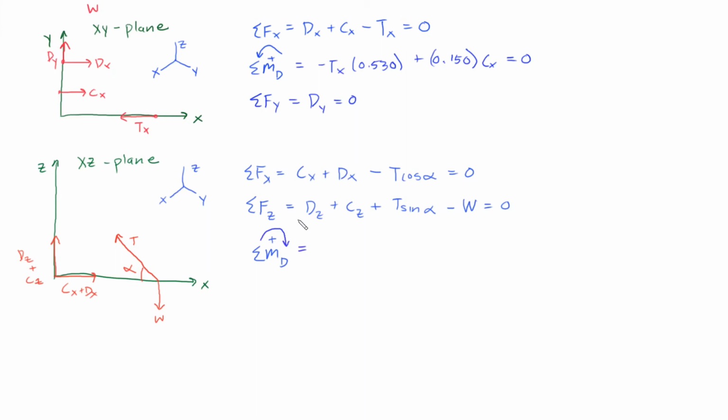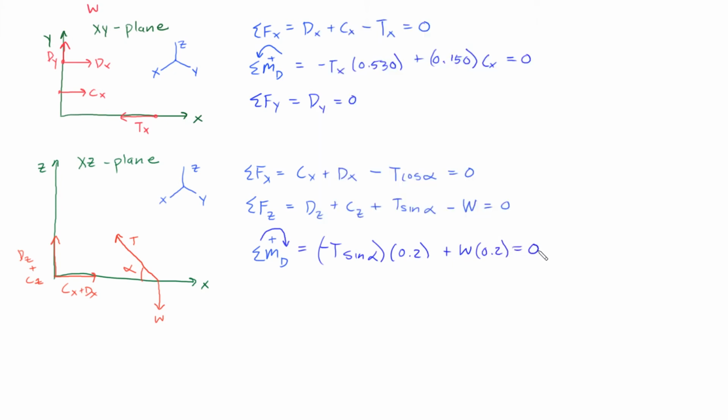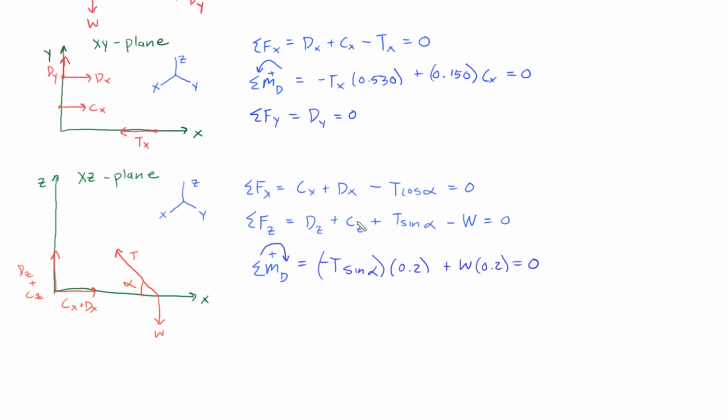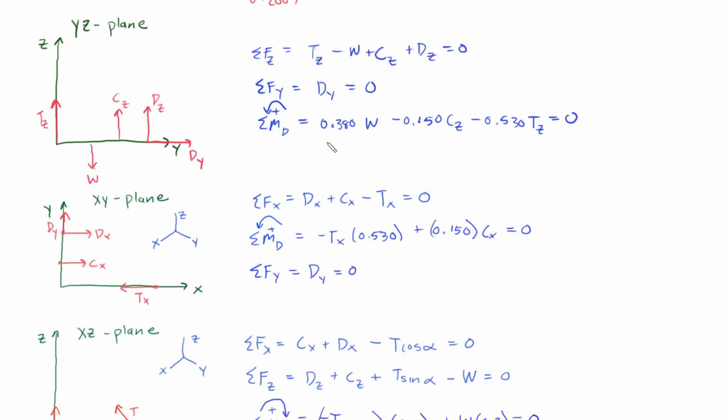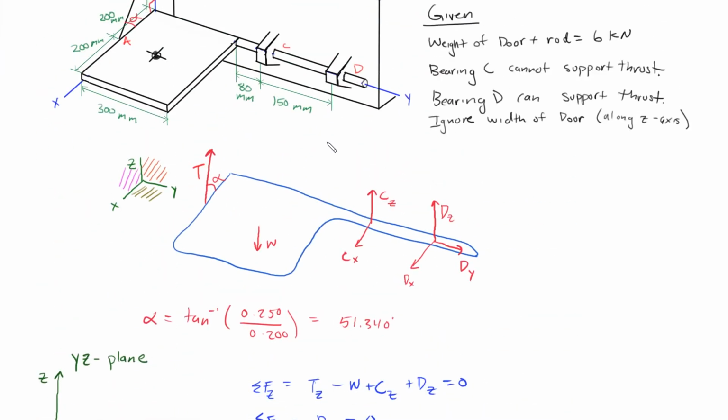Once we have that, we can write our moment equation, which is going to be negative T sine alpha, and all this multiplied by 0.2, and then we're going to add the weight, which is 0.2 times the weight, equals 0. So now that we have all our equations, we can solve this problem by solving the system of equations that are shown along here. So we have 1, 2, 3, so 3 times 3, that's 9 different equations to solve for all these vectors, and that should be more than enough to solve this problem.